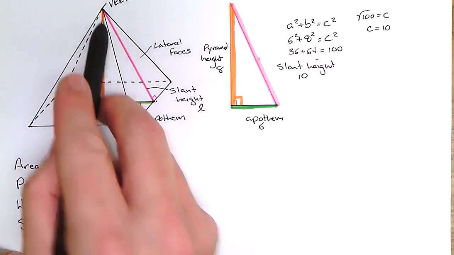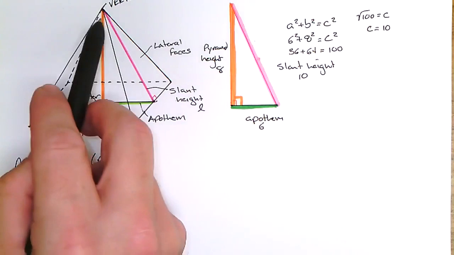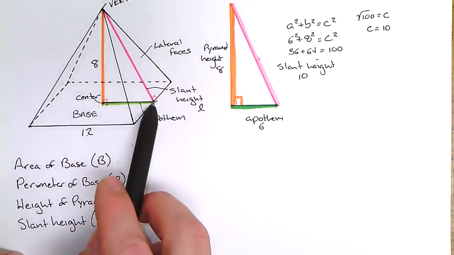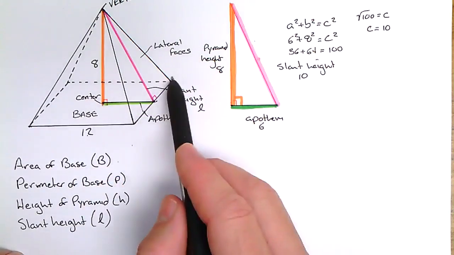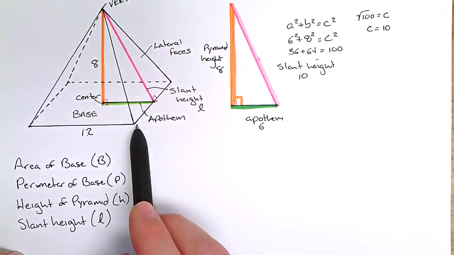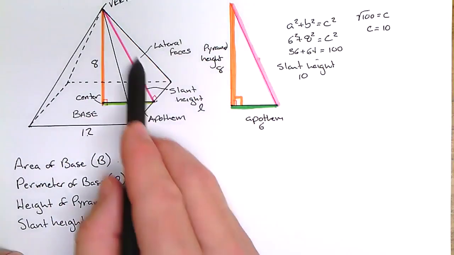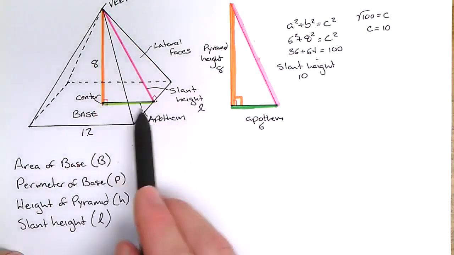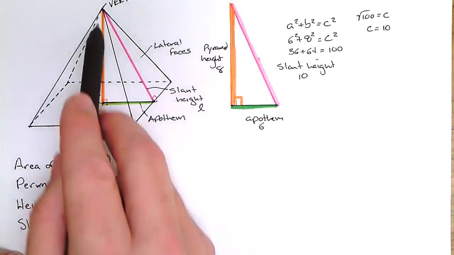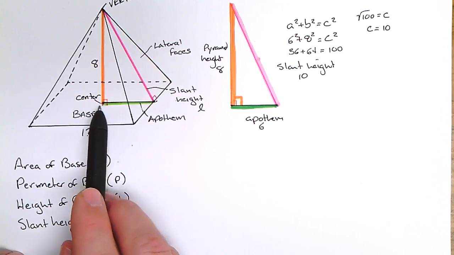And the reason we need our slant height is, if we see it's going from the vertex to the center of the side, so it is the height of this triangular lateral face. So we need the slant height to find the area of this triangular face. And then we need the height here to find our volume.